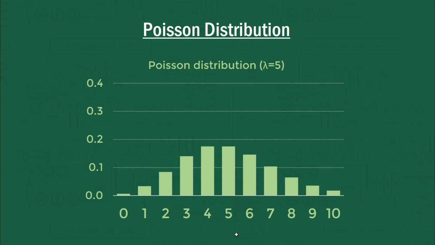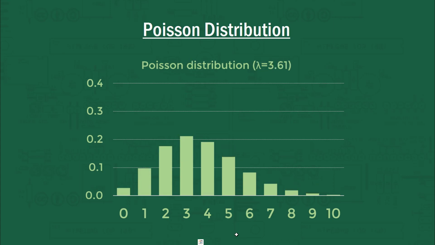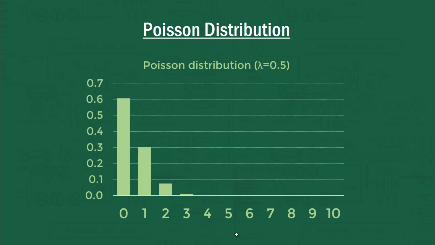But be aware too that the mean lambda doesn't need to be an integer value. You can also have a Poisson distribution with a mean of 3.61, for example, or even a mean of 0.5. So there's no requirement for that lambda to be a full whole number.